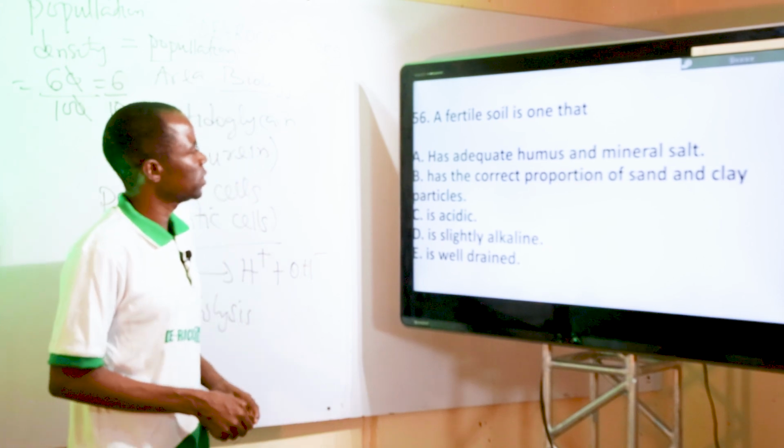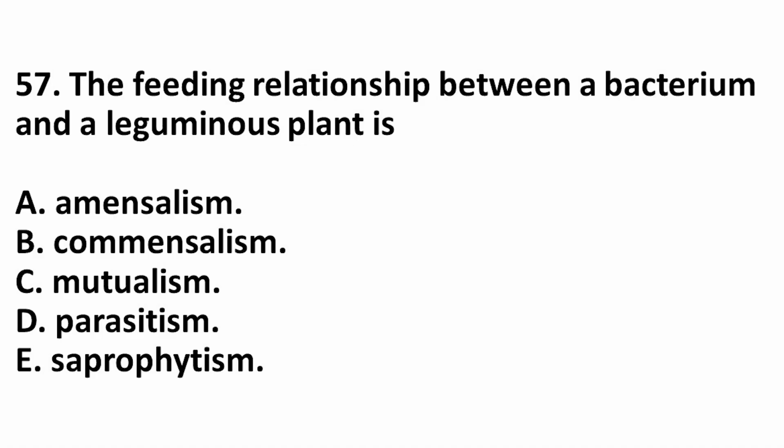Let's take a look at number 57. The feeding relationship between a bacterium and a leguminous plant is dash. Now, an association between a leguminous plant and a bacterium is a mutually beneficial association, and such an association is called mutualism. At times, it is also called symbiosis. That is an association whereby the two organisms mutually benefit from one another. So the correct answer for this is mutualism.